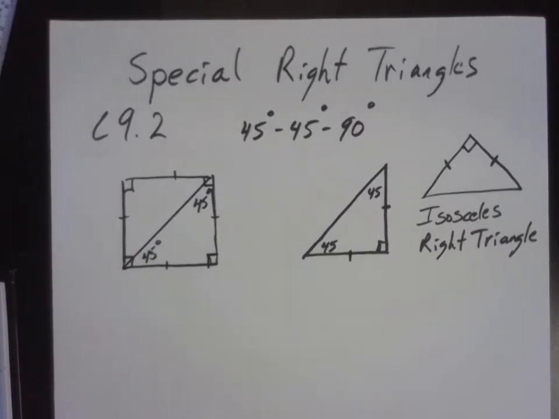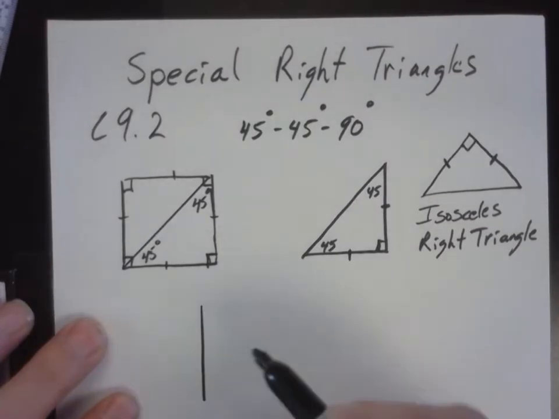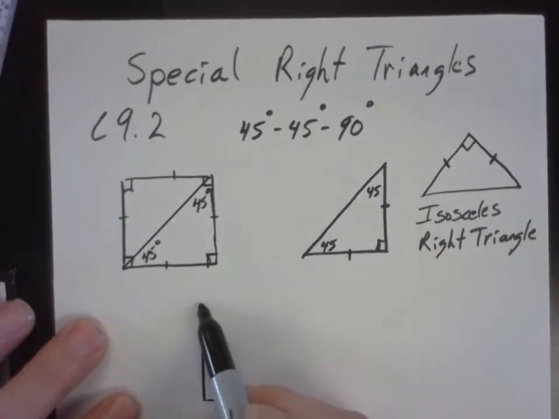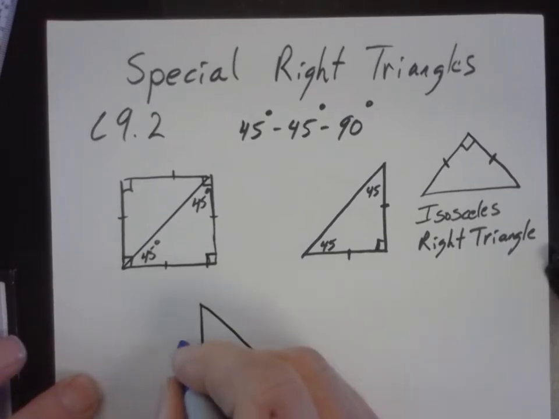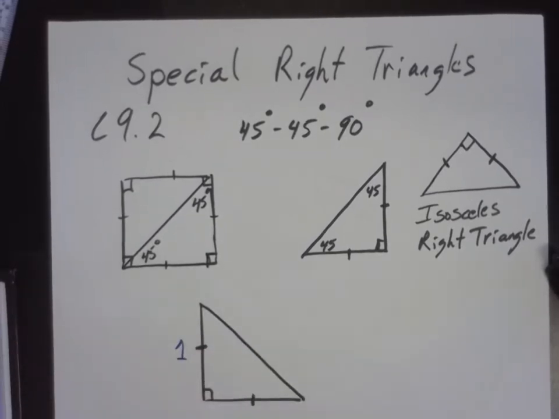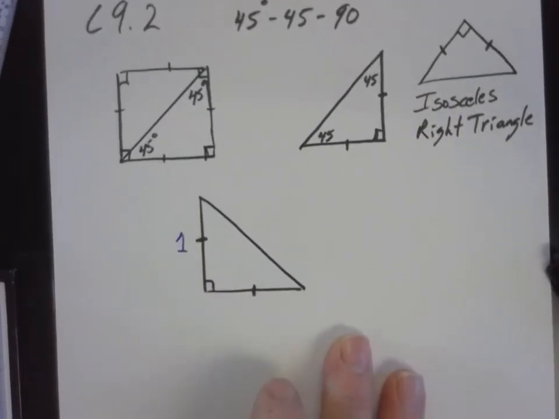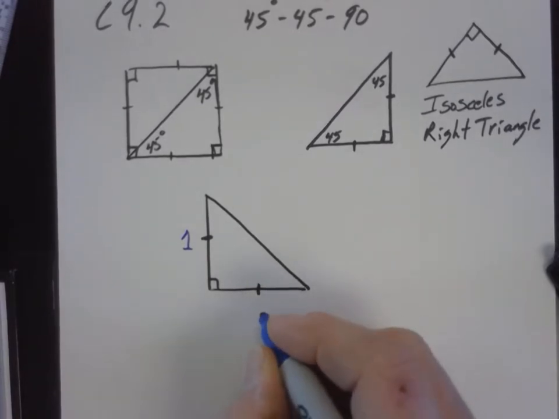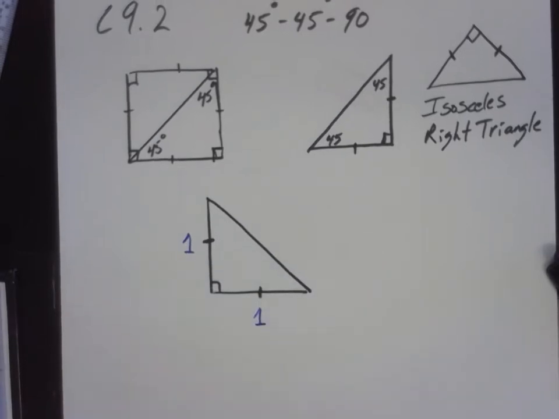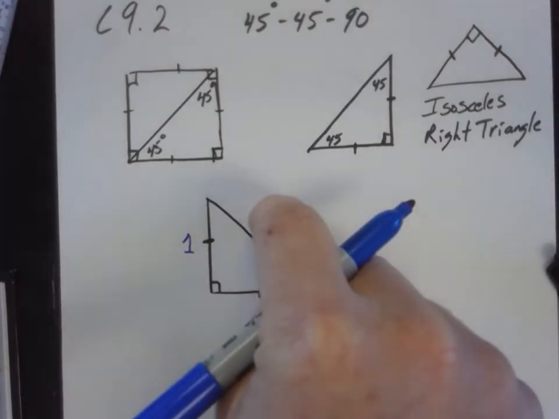All right, so let's just draw one down here. If I give you something like this, let's say I just tell you that one of the legs is 1 unit long. We'll just make it simple. One leg is 1 unit long. How long is the other leg? There you go. What about the hypotenuse? Can you guys figure out how long the hypotenuse is? What would it be?